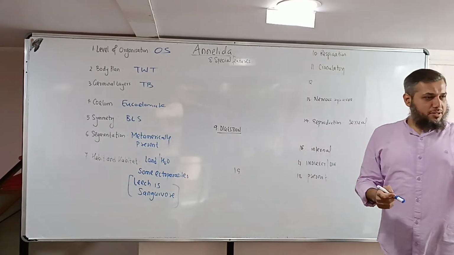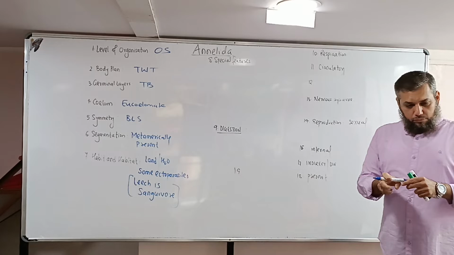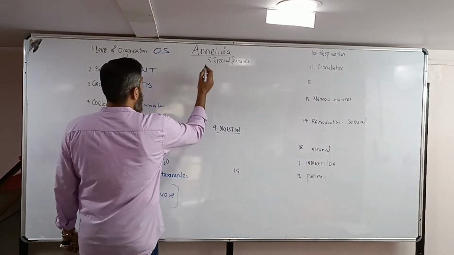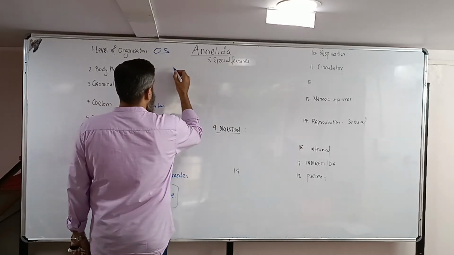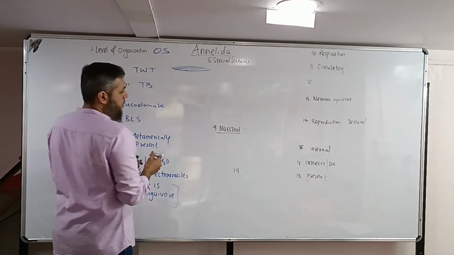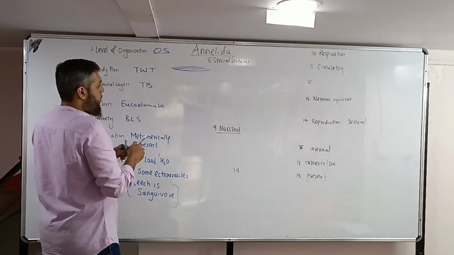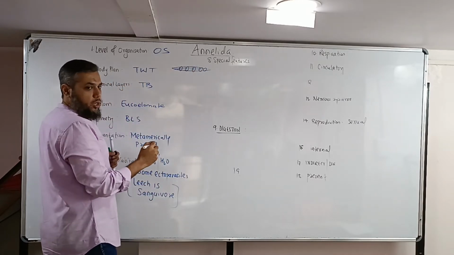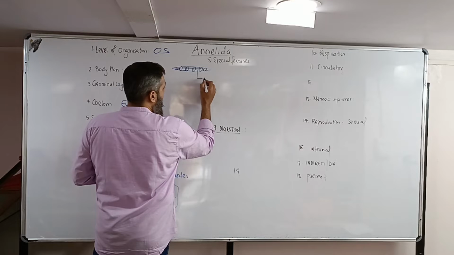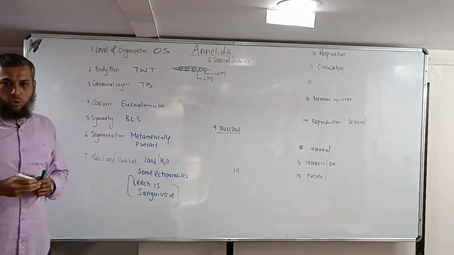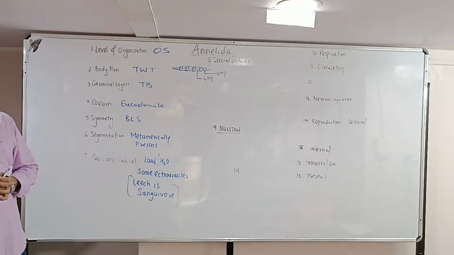Next, special features. Now, what are the special features? Let us look at their body. It's a metamerically segmented body, and their body shows the presence of both. Do you see these longitudinal muscles? As well as they show the presence of circular muscles. So their body wall has both. Longitudinal as well as circular muscles. Okay, kids? Next.